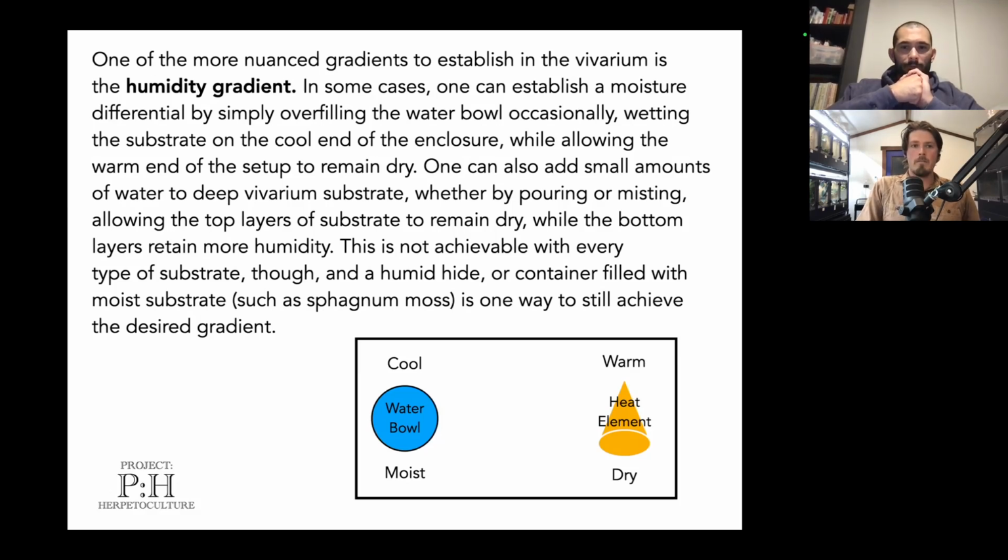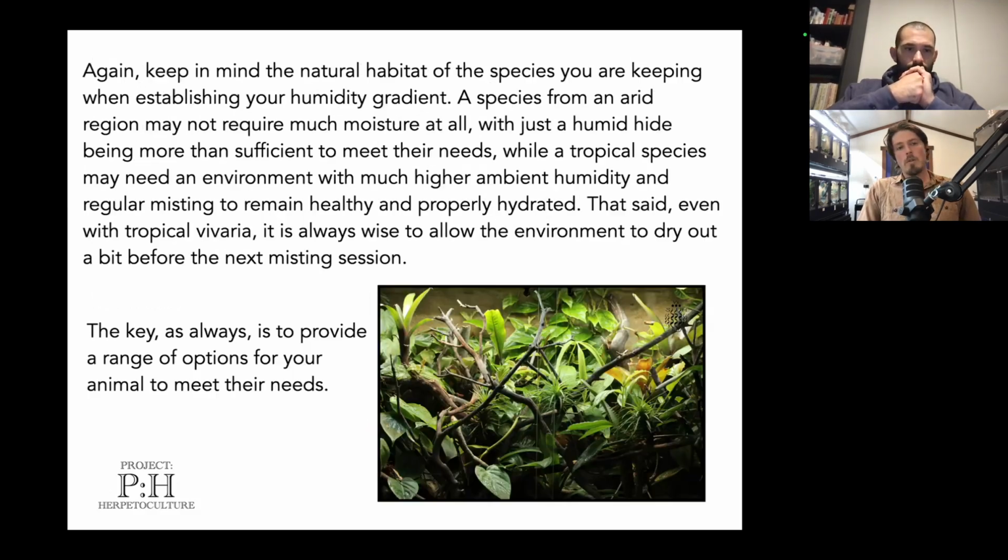Exactly, that's right. Okay, so again, keeping in mind the natural habitat of the species you're keeping when establishing your humidity gradient is really important. A species from an arid region may not require much moisture at all, with just a humid hide being more than sufficient to meet their needs. Whereas a tropical species may need an environment with much higher ambient humidity and regular misting or even overnight fogging to remain healthy and properly hydrated.